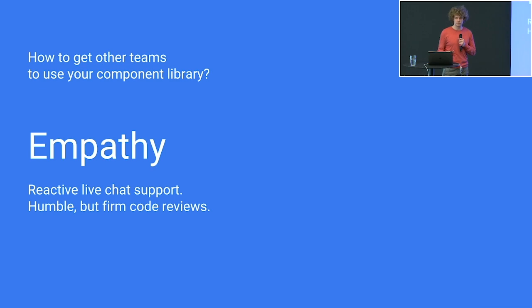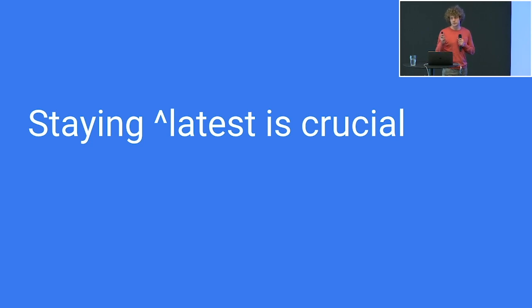We also have very reactive live chat support and humble but firm code reviews. Staying on the latest version is crucial for a shorter feedback loop. Having all the product teams on the latest version of the component library helps us find bugs earlier. It's something that we and the component library makers probably agree you need to fight for all the time, even though the users would prefer to have someone else take the first flight and find the bugs for them.